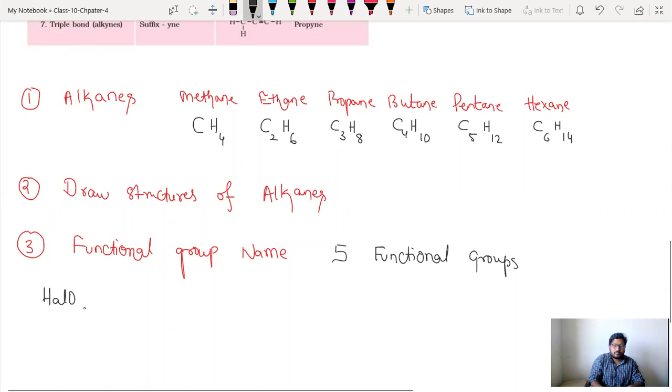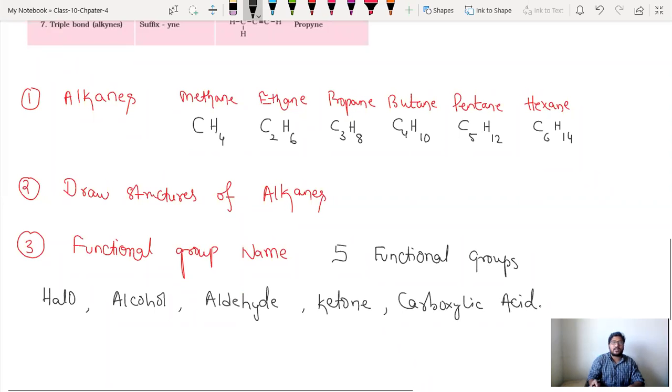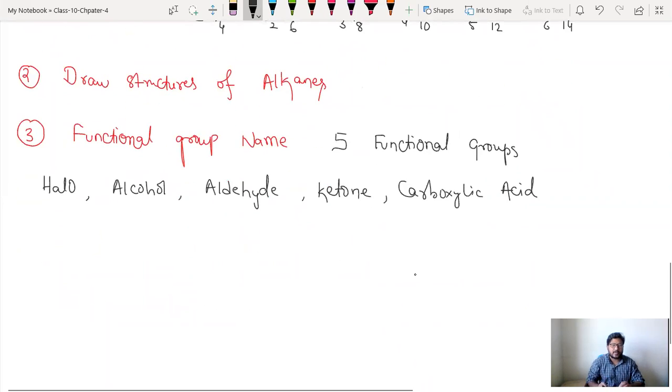Halo. Second one, alcohol. Third one, aldehyde. Fourth one, ketone. Fifth one, carboxylic acid. You must remember the functional group names: halo, alcohol, aldehyde, ketone, carboxylic acid.